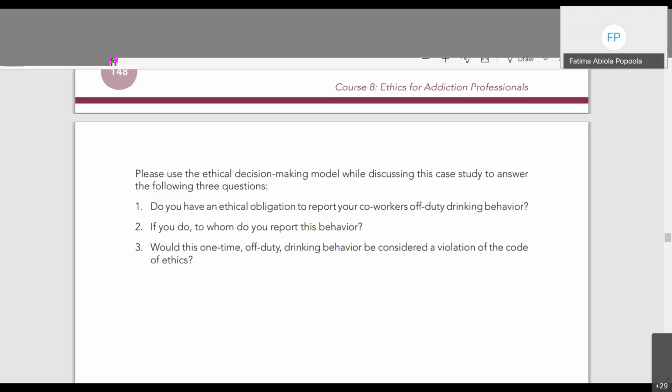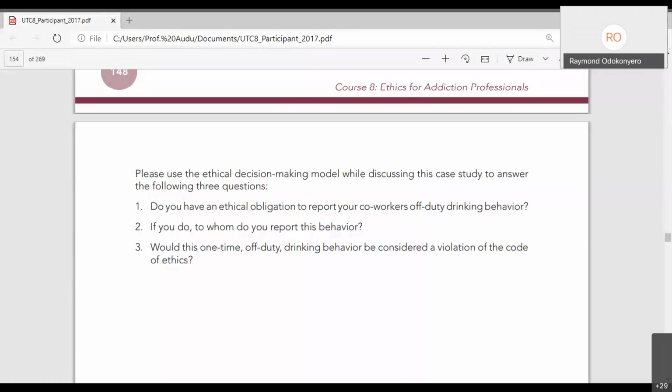Yes, I'm also saying I agree with the previous speaker that I do have an ethical obligation to report these co-workers, even though this behavior has happened off duty. For me, first of all, they engaged in a brawl, in a fight, which reflects poorly on them as counselors, as duty bearers.